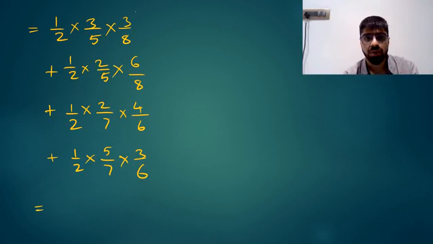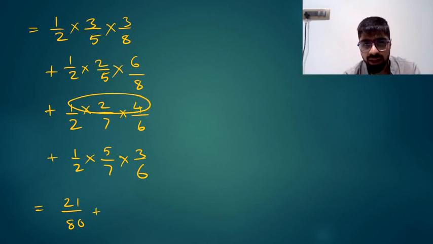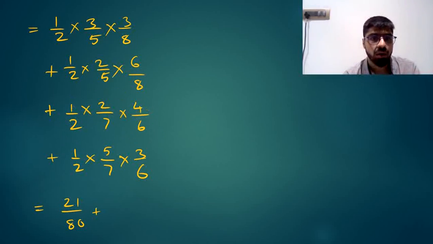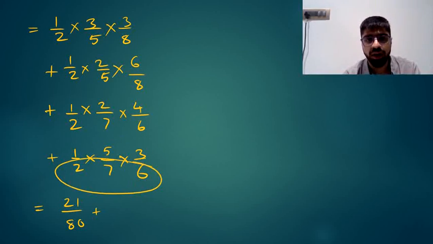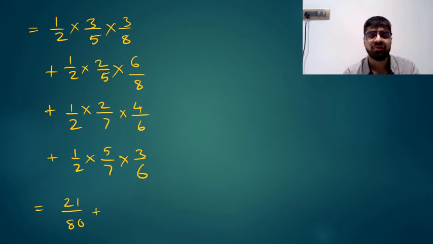Let's calculate these numbers. So we have 9 upon 80 and 12 upon 80. 9 and 12 make it 21 upon 80. Plus we have 8 upon 84 plus 15 upon 84. So 8 and 15 making it 23 upon 84.